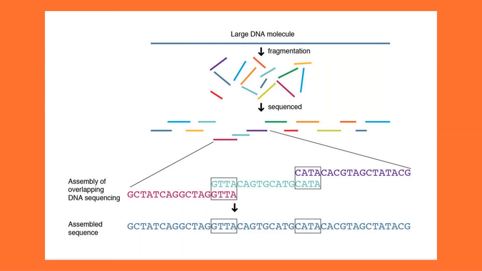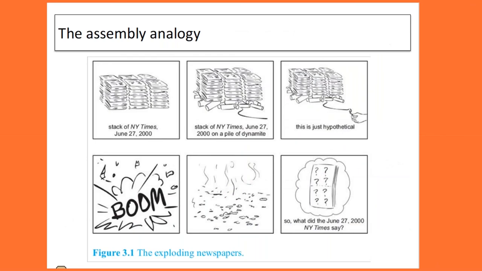Well, let's look at it in a different way. Again, thanks to Chris Miller, but he stole it from somebody else, so I don't feel bad about stealing it from him. So think of if you had a stack of the New York Times from June 27th, 2000, and you blew it up, right? And you're left with these smoking bits, some of it's gone, but it's all broken up into fragments. And then your job is to assemble it. Now, you started with multiple copies. All you have to do is assemble one copy of the June 27th, year 2000, New York Times, right? And that's a good analogy of what people who sequence and are looking at genomes do.